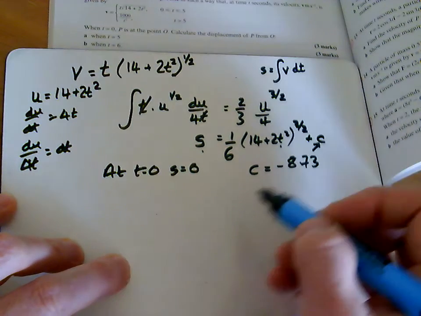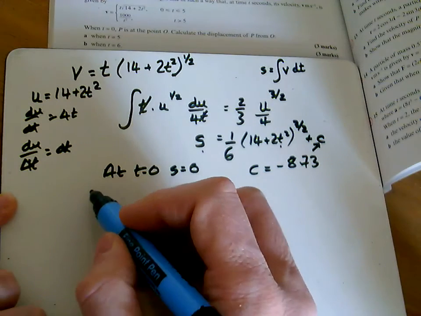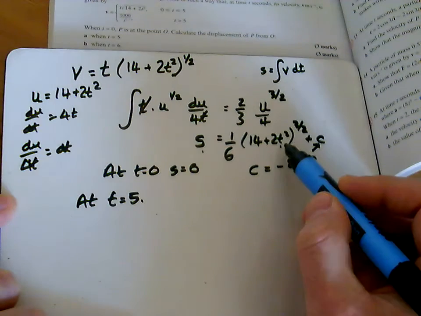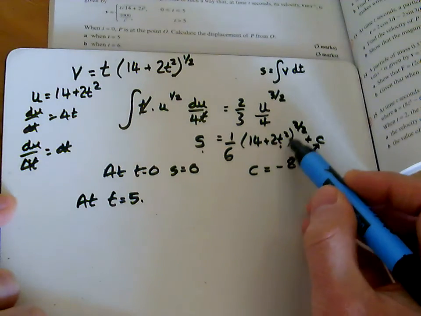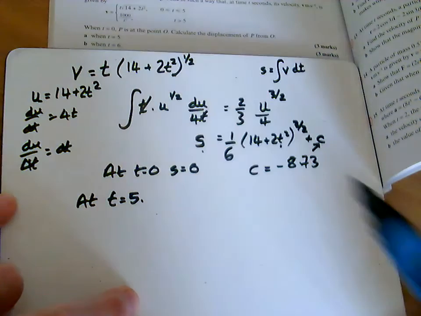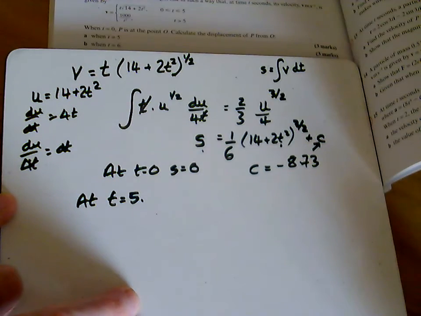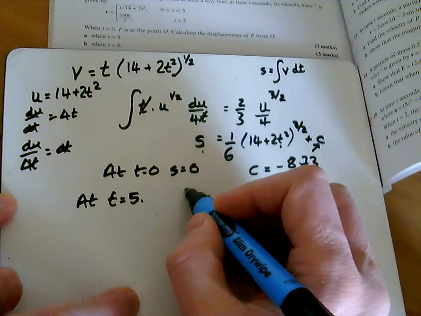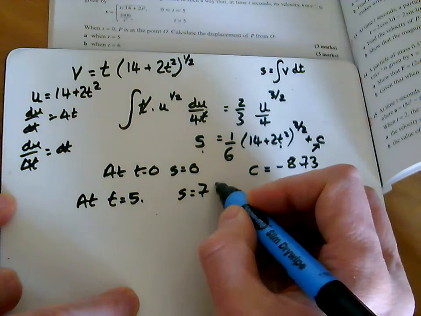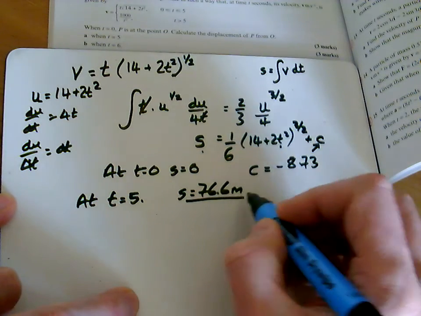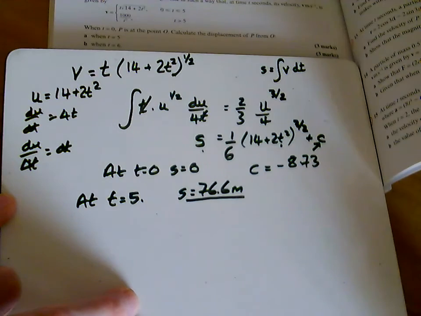That's our c there. The question says, find out when t is equal to 5. Again, I'm going to put the t equals 5 in here. 5 squared times 2, add 14 to the 3 over 2 divided by 6, take away 8.76. And again, tapping all of that into the calculator gives that S now is 76.6 meters. So that's part A done.